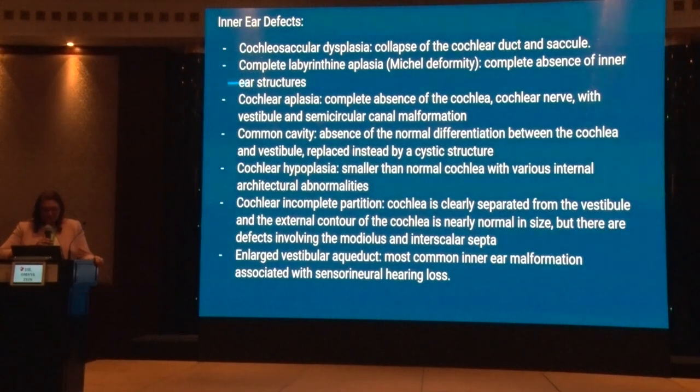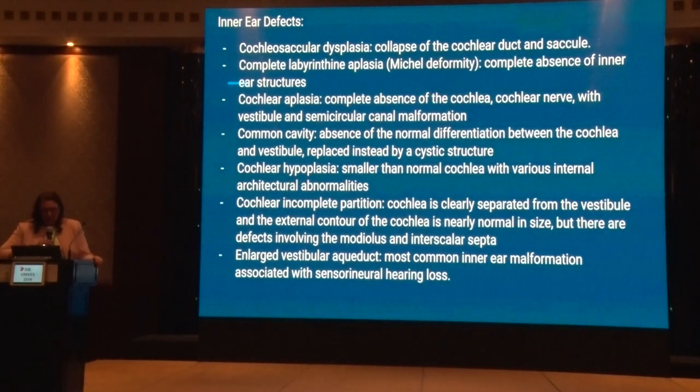Cochlear aplasia, complete absence of the cochlea or the cochlear nerve, with vestibule and semicircular canal malformation. Common cavity, absence of the normal differentiation between the cochlea and the vestibule, replaced instead by a cystic structure. Cochlear hypoplasia, smaller than a normal cochlea, with various internal architecture abnormalities.